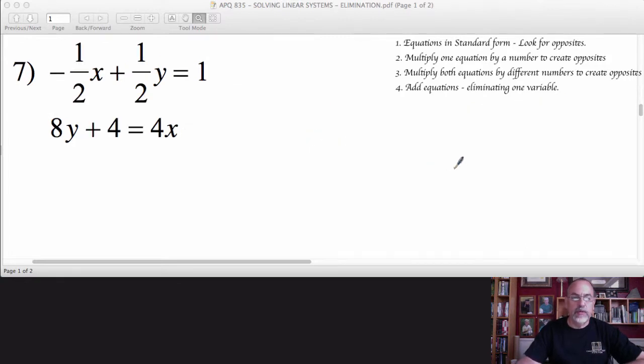With our next example, we always want to follow our steps. So are the equations in standard form? The first equation is in standard form, so I don't need to change that one.